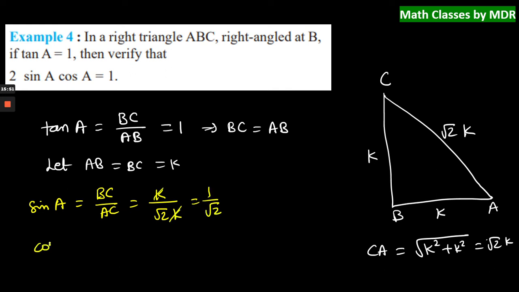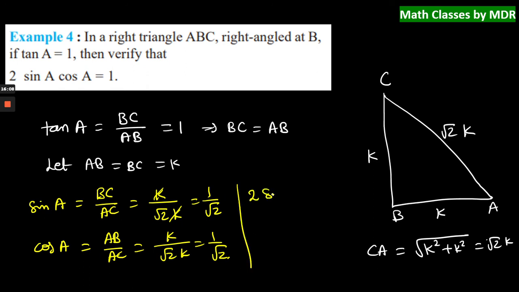And what is cos A? Cos A is AB by AC, which is k by root 2 k, which is also equal to 1 by root 2. Now what to prove here? 2 sin A cos A equals 1. Let us see this. 2 sin A cos A is nothing but 2 into 1 by root 2 and 1 by root 2. So 1 by root 2 times 1 by root 2 is 1 by root 2 whole square, that is 1 by 2, and 2 into 1 by 2 is equal to 1. Hence proved. I hope you have got it.